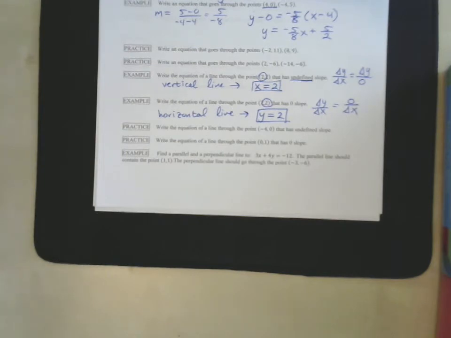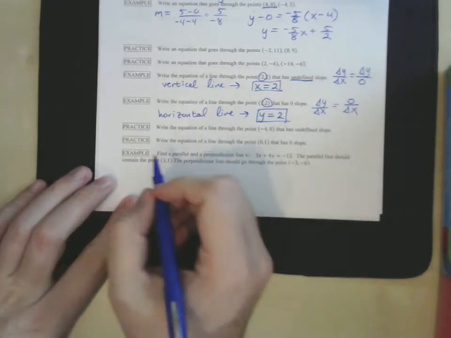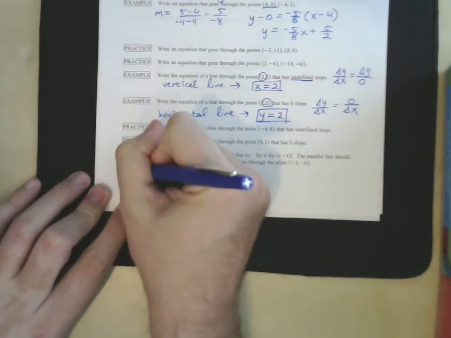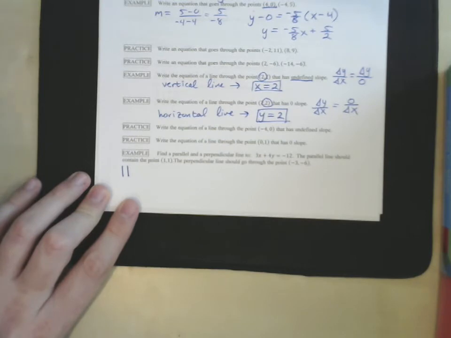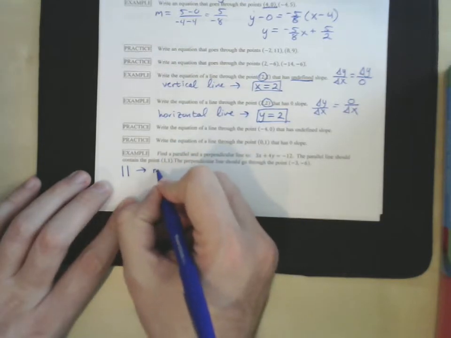Was that the last section? Two sections ago, parallel and perpendicular, back in 3.2. So parallel, the symbol for parallel is two straight lines parallel to one another. So this means the slope has to be the same.